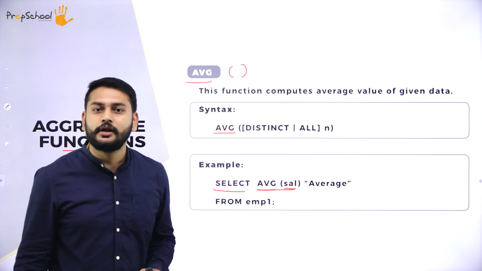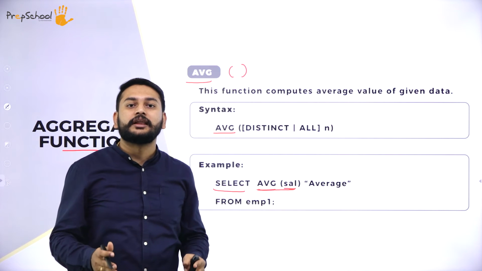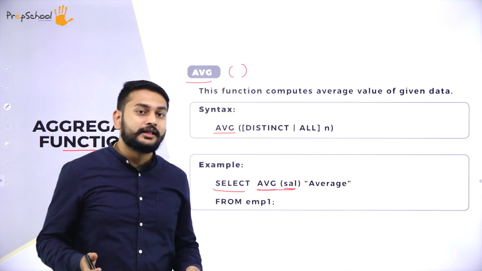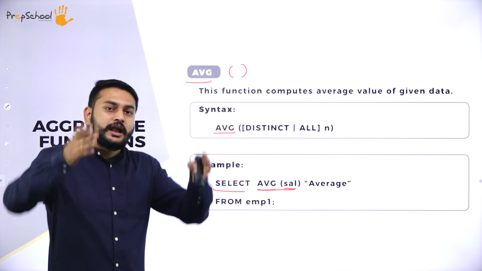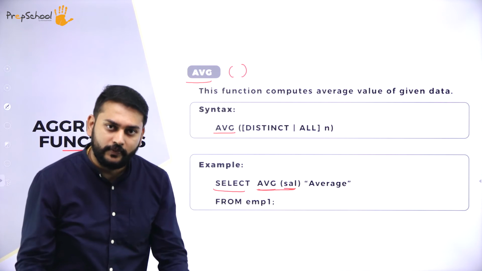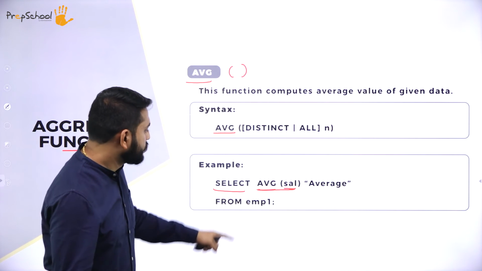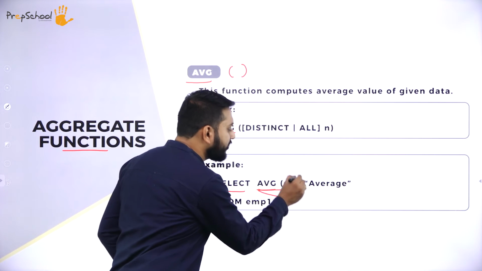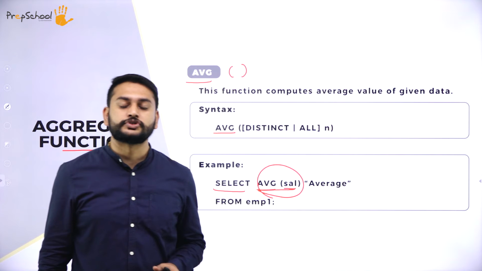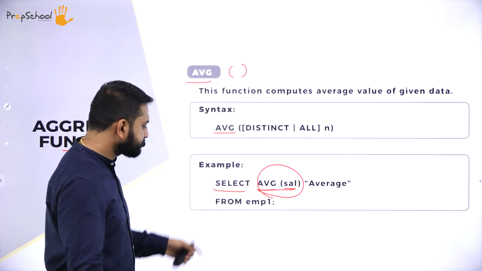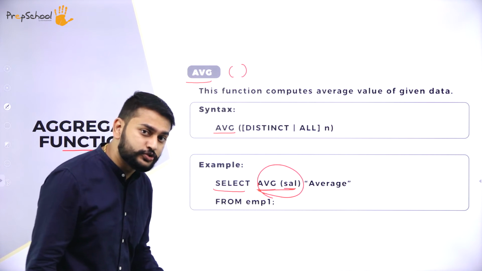So it will calculate the average salary that I'm paying, over the entire salary column, whatever I had. I will take it and calculate the average out of it. That is what this average function is doing. So this is how the average function performs.